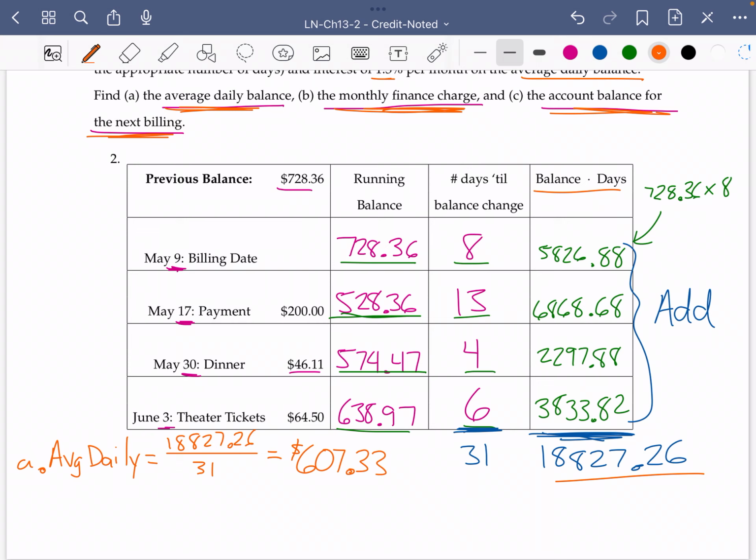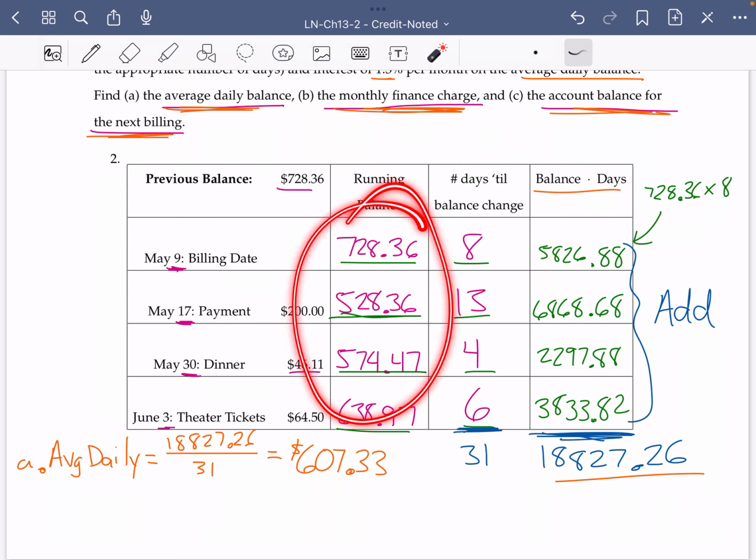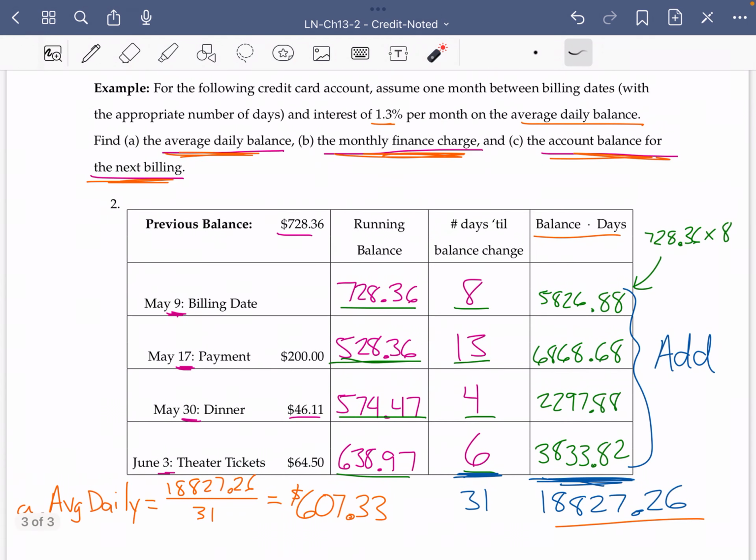Right? So there were some of those days where we owed near 700. There were some days where we owed less than 600, and then some where we owed a little bit more than 600. On average, for those 31 days, we owed $607.33. That is what's used to calculate our monthly finance charge. We have 1.3% interest per month of the average daily balance.